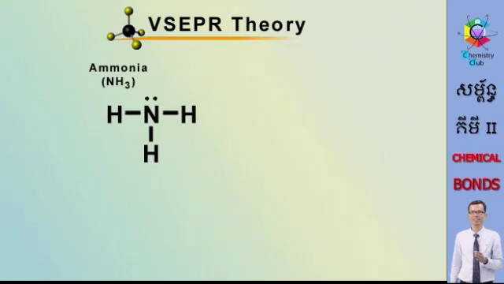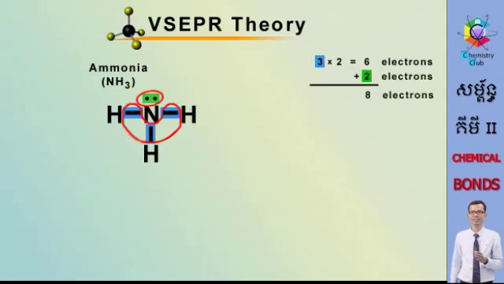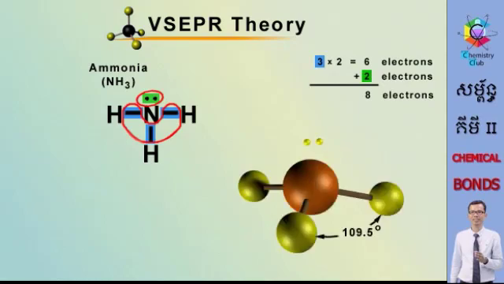How many electron pairs are there around the nitrogen atom of ammonia? There are 3 pairs of electrons in the nitrogen-hydrogen bonds, and another non-bonding pair for a total of 4 pairs, which satisfies the Octet Rule. The 4 electron pairs will orient themselves to be as far apart as possible.